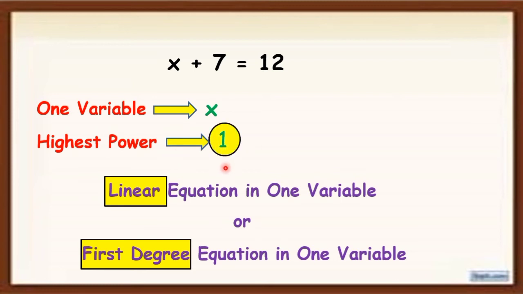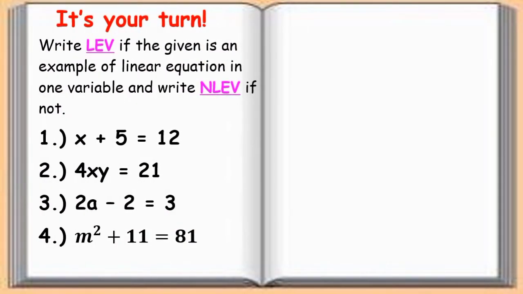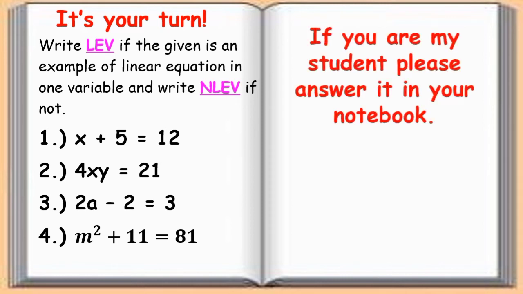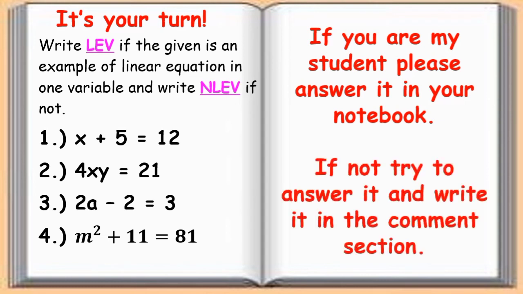So remember, when we say linear equation in one variable, the highest power or the highest degree of that equation is 1. Now it's your turn. Write LEV if the given is an example of linear equation in one variable, and write NLEV if it is not. So if you are my student, please answer it in your notebook. If not, try to answer it and write it in the comment section.